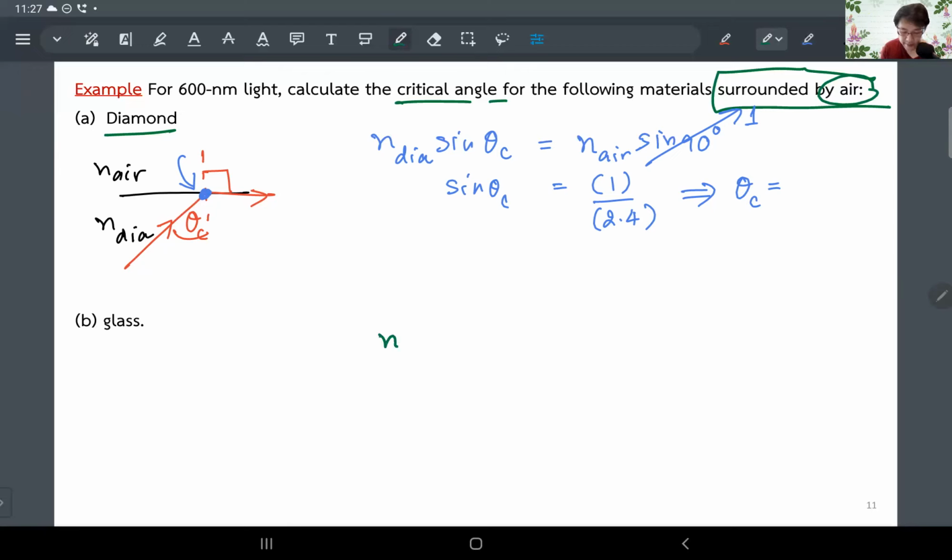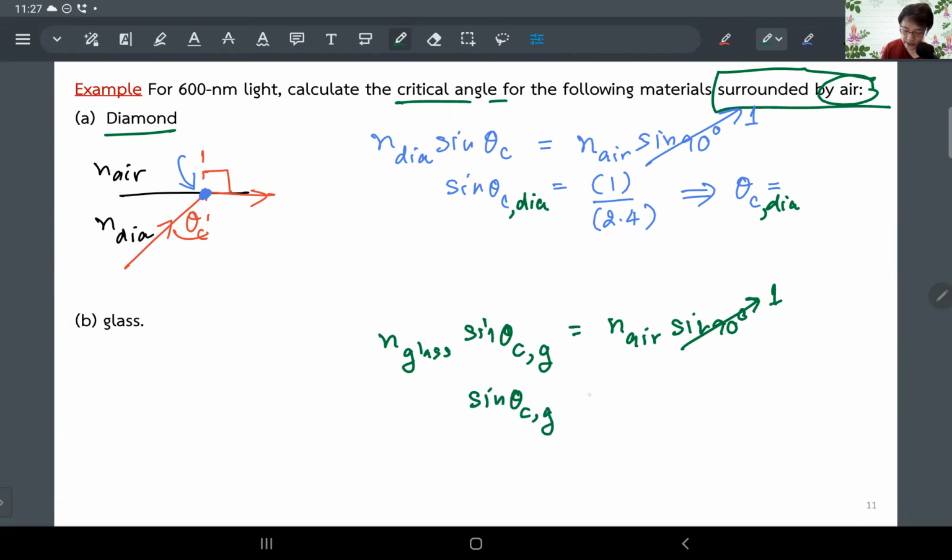I'll do the same for glass. Same thing, same diagram, but it's just replacing n of diamond with n of glass. So it's going to be n of glass times the sine of theta critical. Let me put a G here to distinguish between part A and part B. So it's the critical angle between diamond and air, and the critical angle between glass and air. On the way out it is still n of air, and then you put sine 90, which is 1. Same thing, so the sine of theta critical in the case of glass and air is going to be 1 over, in glass, about 1.5. So you're going to get theta C in this case to be something.